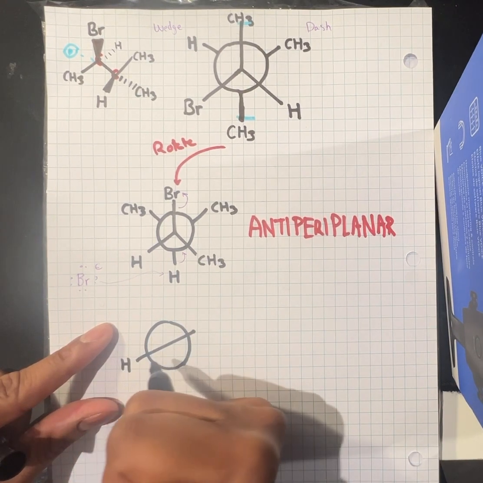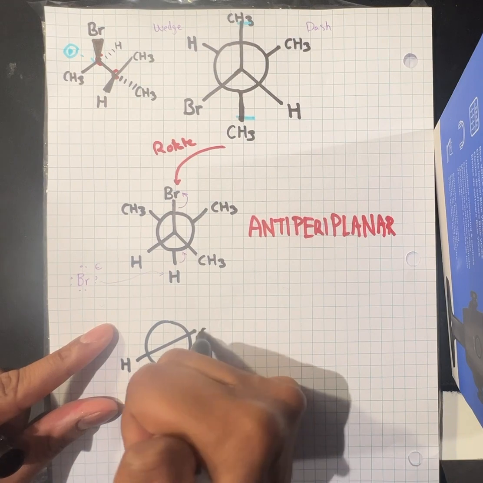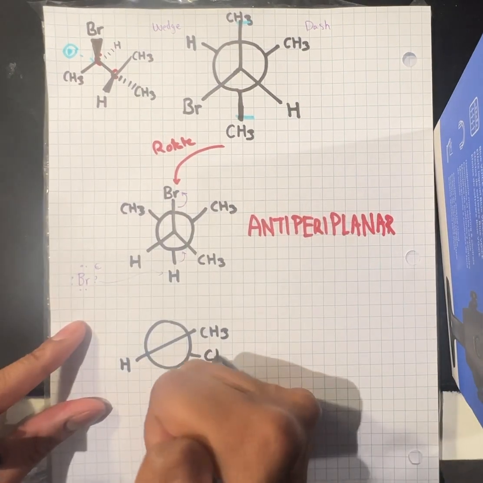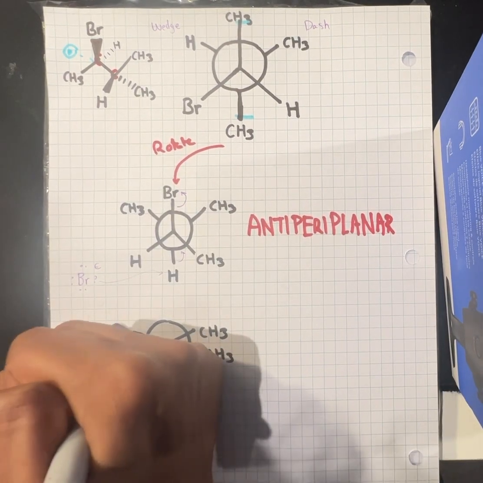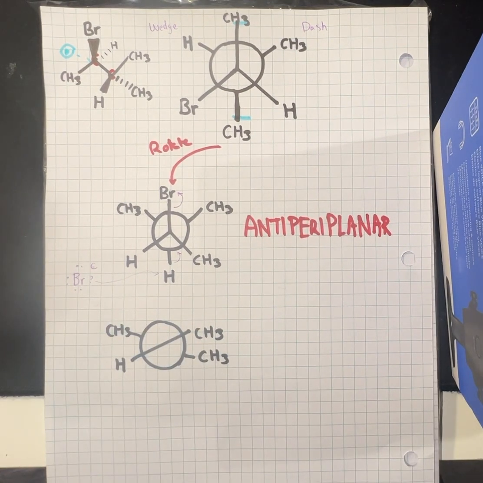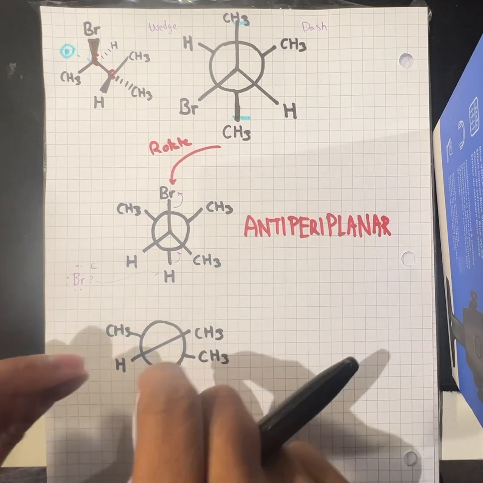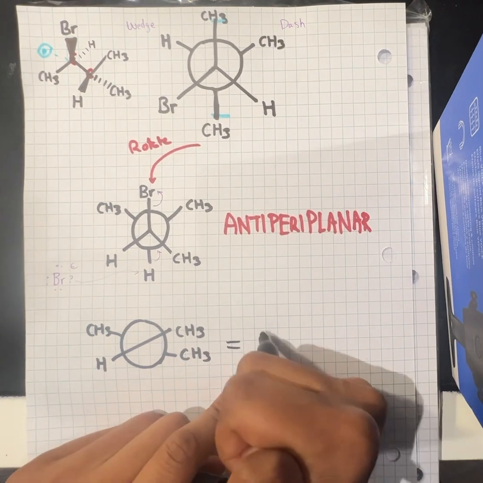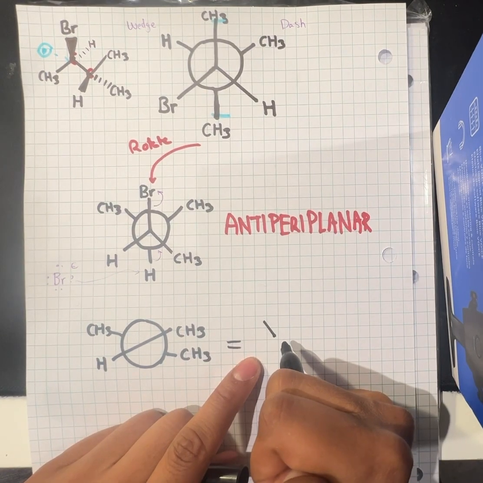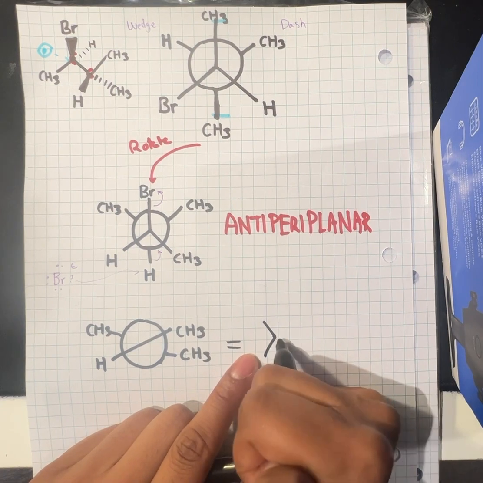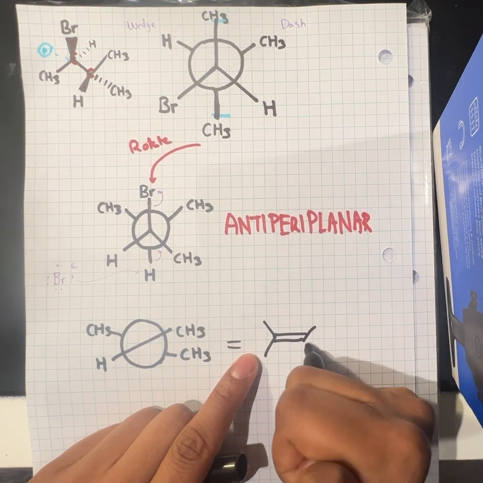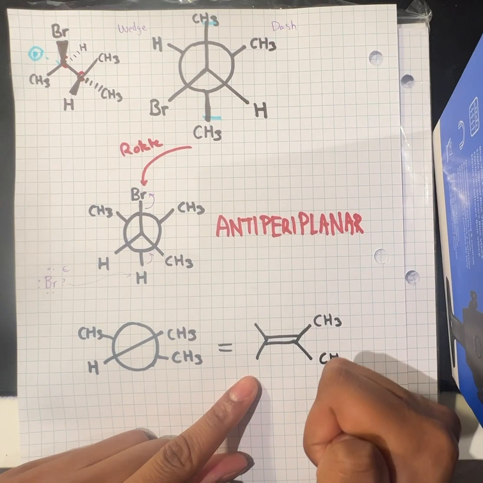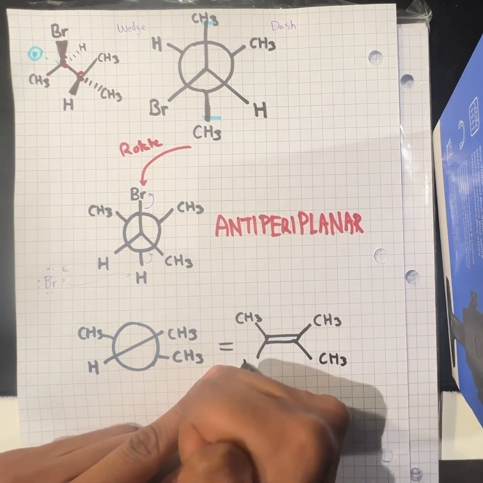H and CH3 and this. Since these squish, they come close together. And this is our double bond in a Newman projection. So if we were to draw this back into 2D space, we would get something like this. We'd have CH3, CH3, CH3, and an H.